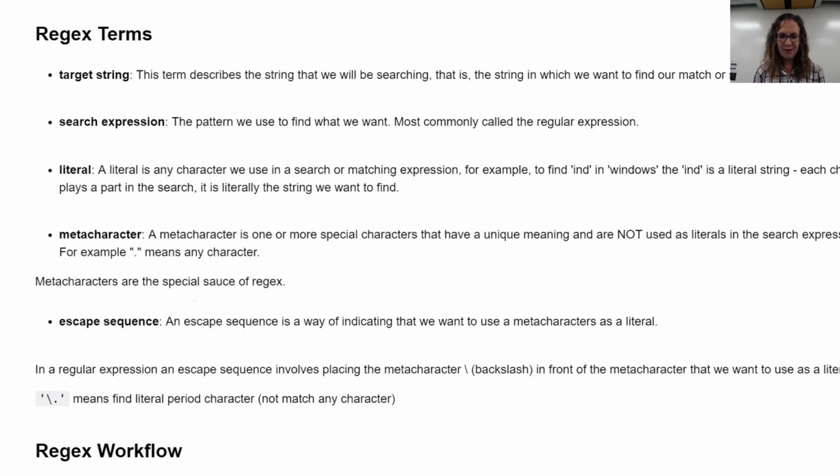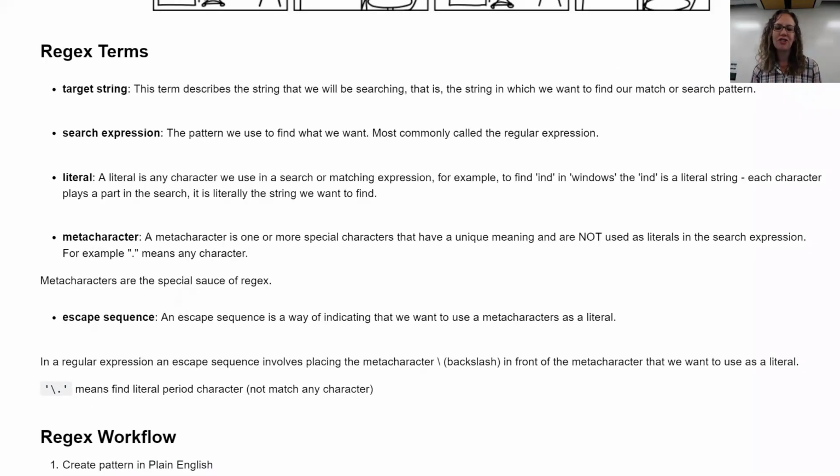And then to review some of the terms, the target string is what you're trying to match or find. A literal is any character you use in a search or matching expression where you're literally trying to find that string, as opposed to the meta characters, which are characters that have special meaning and are not used as literals in the search expression. For instance, period is a kind of wild card that means any character.